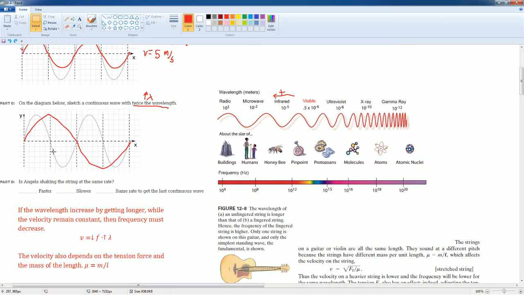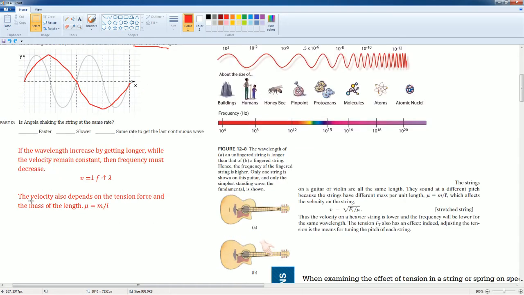For that to happen, you have to understand that velocity also depends on something else, the tension force and the mass and length of the string or the rope. Mu is equal to m over L. If you plug it in here, you can see that velocity can also be equal to the square root of the force of tension over mu. That's the substitution for m equals to L.